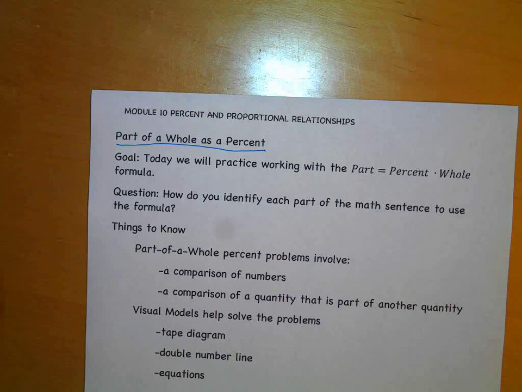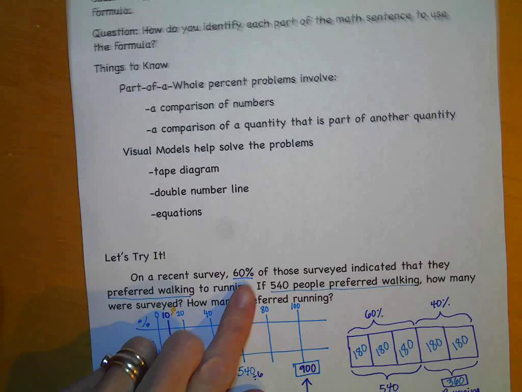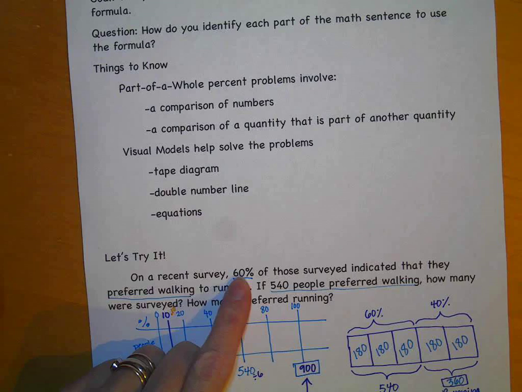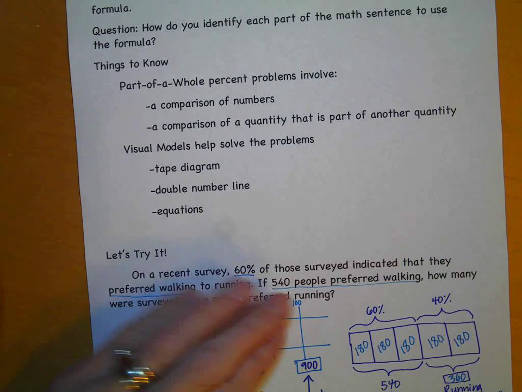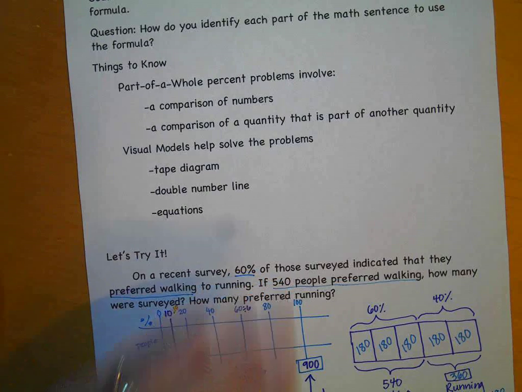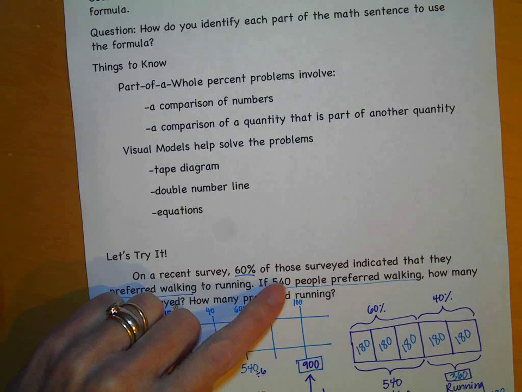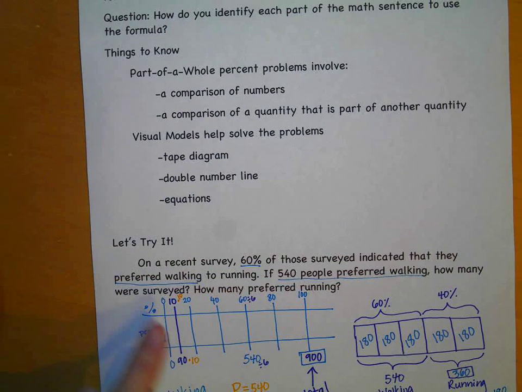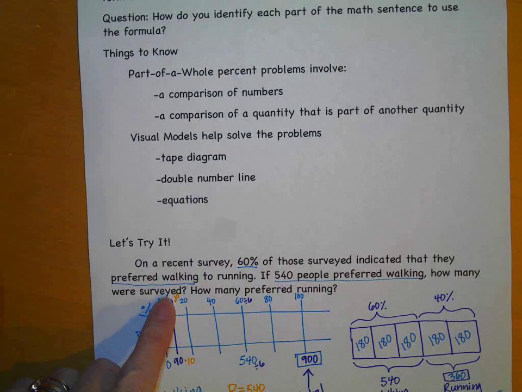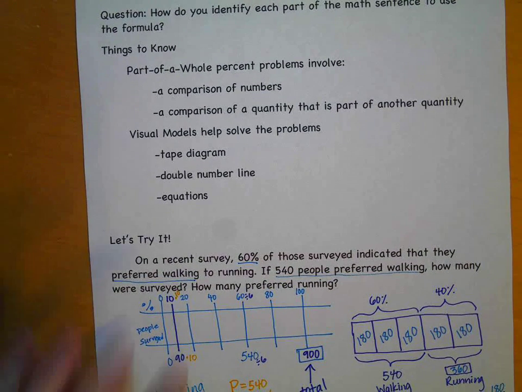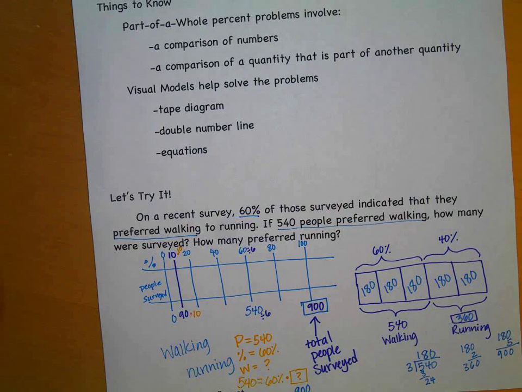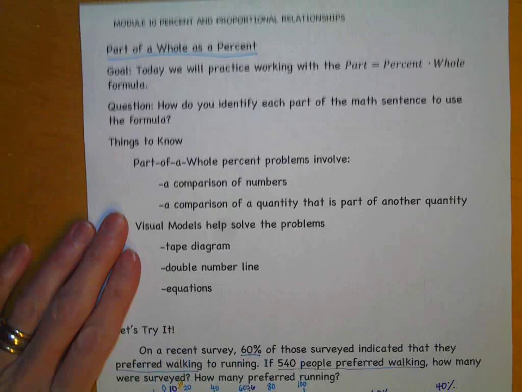How do you identify each part of the math sentence to use in the formula? Basically, the way I figure it out is I use the little clues. If it has a percent sign attached, then you know that's the percent. If it's the part, then that means that you have to have something else to give you the total. So we knew that this was the part because it asks you how many total were surveyed, right? So we don't know the total. We had to find it. All right. And so that's how I do it. It takes time. It takes lots of repetition and lots of practice.